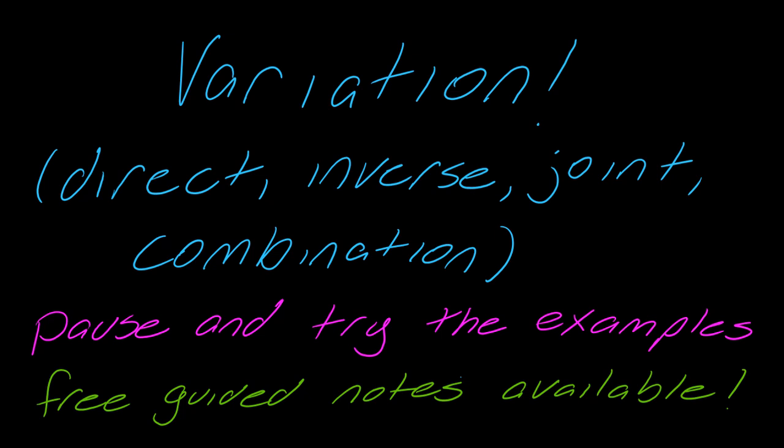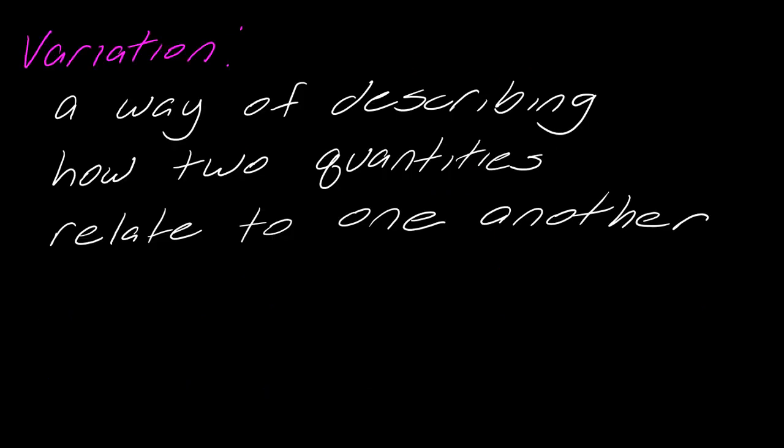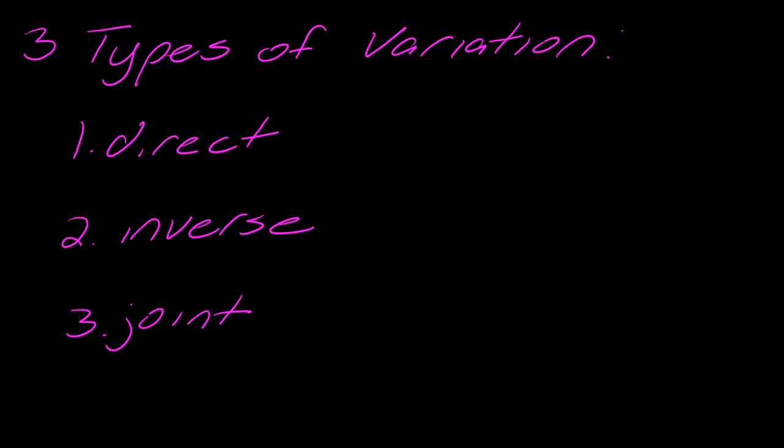So first, what is variation? This is a way of describing how two quantities relate to one another. And there are three types of variation: direct, inverse, and joint. So first things first, we need to define these, starting with direct variation.